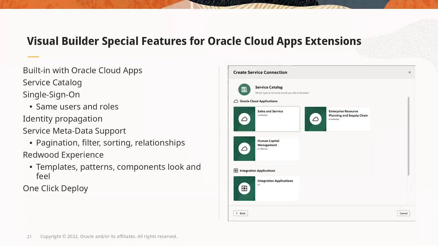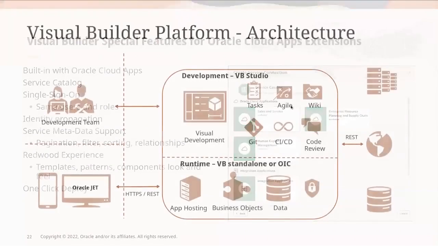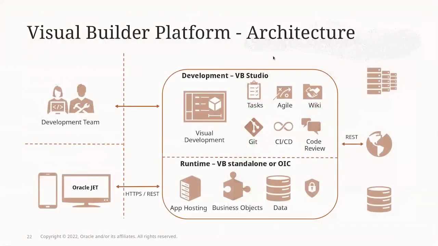The other nice thing, when you use the catalog data, you get the built-in capabilities for pagination, filtering, sorting, data relationships, and your apps can still take advantage of the same Redwood look and feel, or if you prefer, you can create your own look and feel. This is going to use the platform architecture that I mentioned at the beginning that will deploy to the standalone VB instance, and allow you to use a little bit more advanced authentication methods.